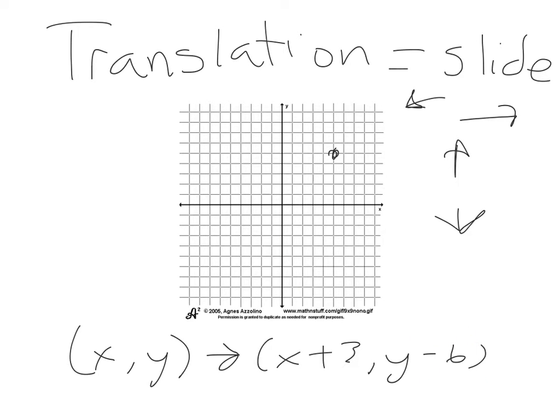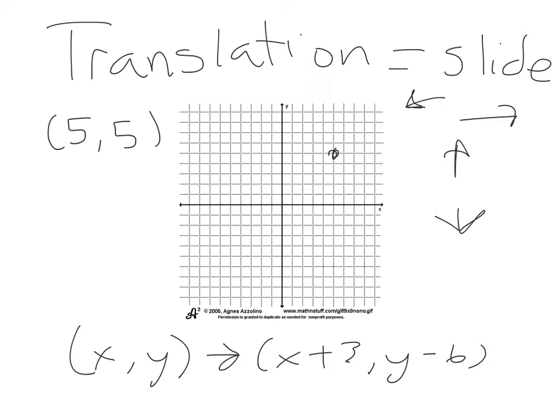So I'm going to start at my original point, which is at (5, 5). So I'm going to write that down. My original point is (5, 5). And I want to follow these instructions. I need to take my x value and add 3. So on my x-axis, I'm going to move in a positive direction 3 spots. 1, 2, 3. Now that I've moved 3 spots, I want to mark that point.